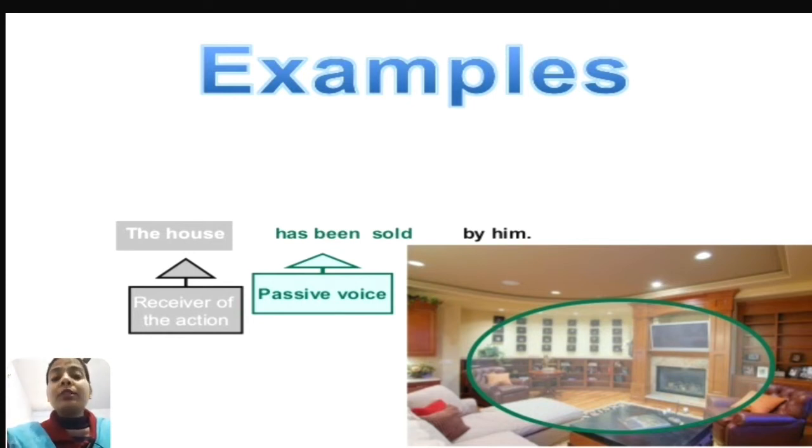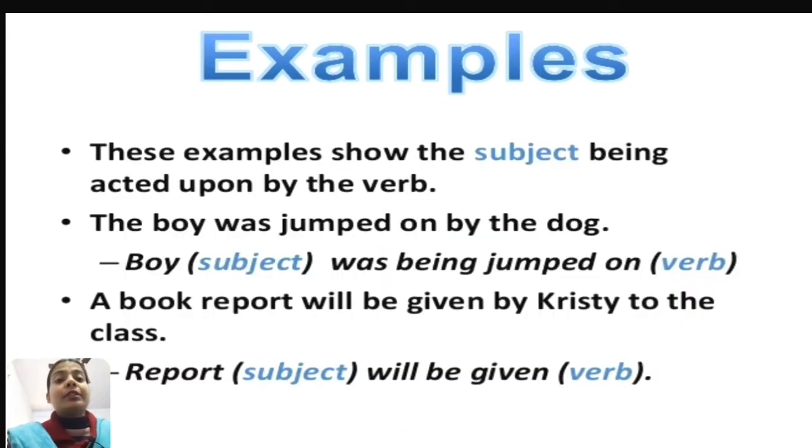So I hope, students, you have understood very well when sentences are said to be in active voice and when they are said to be in passive voice. So we understood from these examples that the subject is being acted upon by the verb. Let's understand with two more examples. The boy was jumped on by the dog. Here the subject is the boy who was being jumped on. So was jumped on is the verb of the sentence.